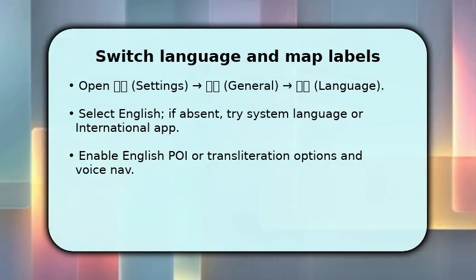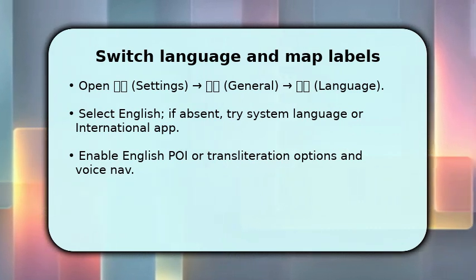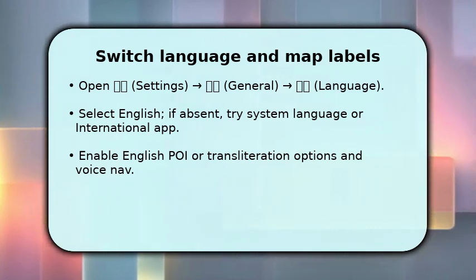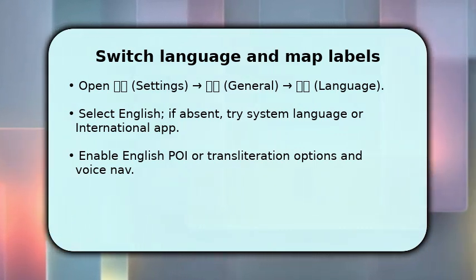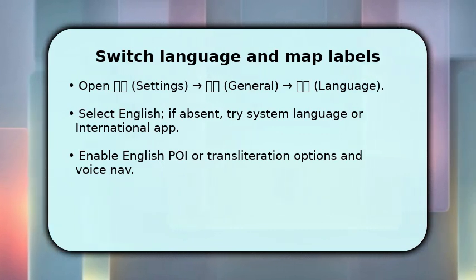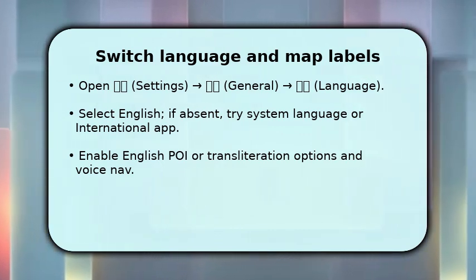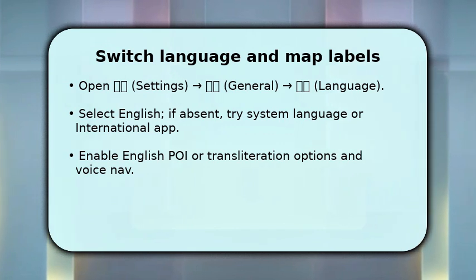Next, enable any transliteration or English POI name toggle so place names display in English. Make sure navigation voice is set to English inside voice settings. This gives you consistent spoken directions and readable map labels while driving or walking.